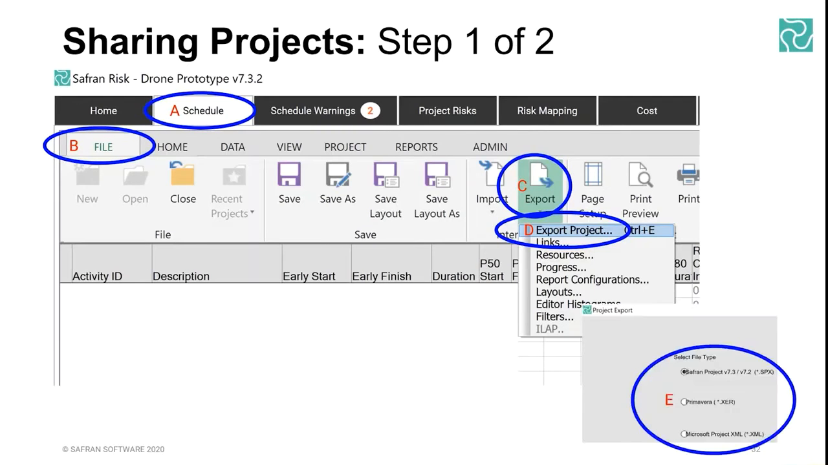When you click that button, you get the option of whether you want to send it as a Safran project file, as a Primavera .xer, or as a Microsoft Project XML. So you get those three options again as part of the export process.